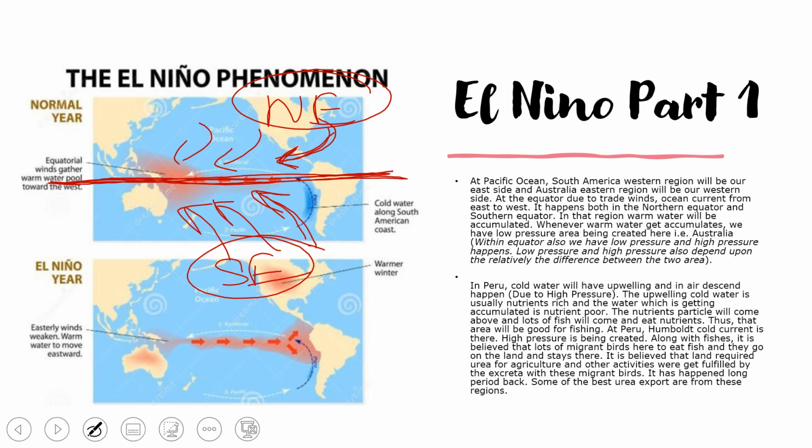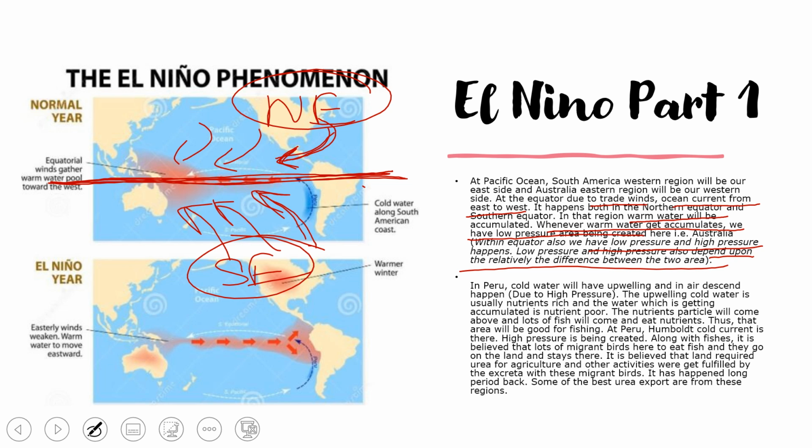So it is saying that at the equator, due to the northeast trade wind and southeast trade wind, ocean currents flow from east to west, from the South America regions to the Australia regions. In that region, warm water will be accumulated in Australia, and whenever warm water accumulates, a low pressure area is created there, in Australia, and within the equator also we have a low pressure and high pressure. Low pressure and high pressure depend upon the relative difference between the two areas.